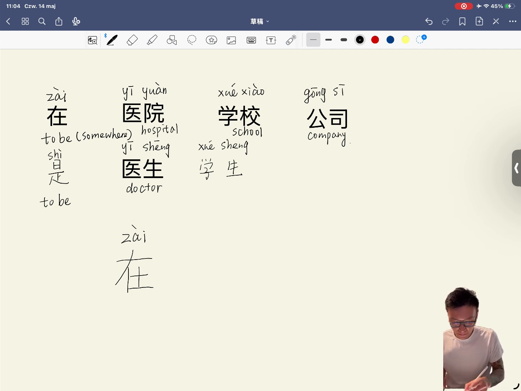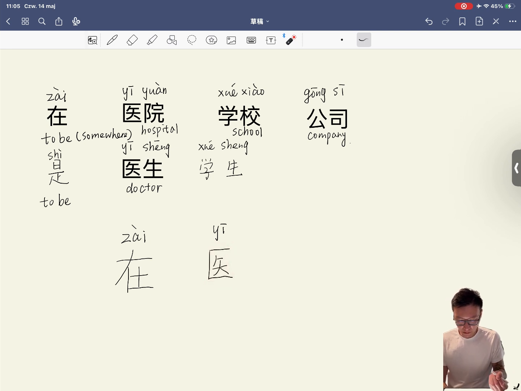First, let's write 医. All right? So first, we give it a frame, and then we write the part inside. Okay? So that's 医. I will write again. 1, 2, 3, 4, 5, 6, 7. Okay? So that's 医. You can pause the video, write more by yourself.